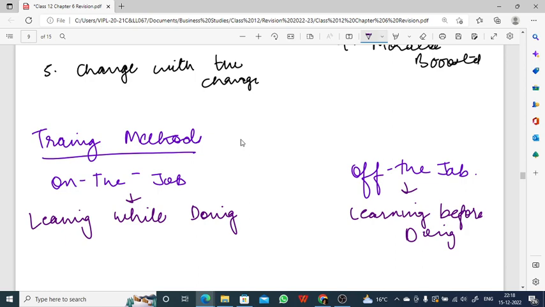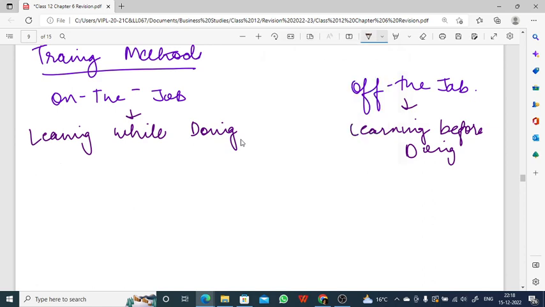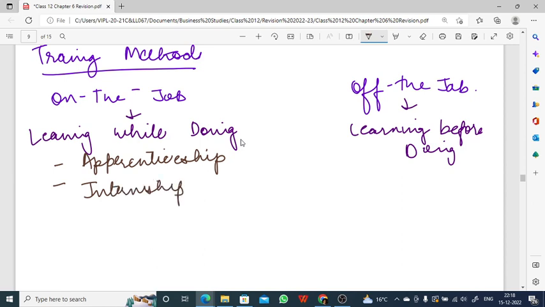Like when I'm talking about on the job, we are talking about two precisely, that is apprenticeship and internship. And when I'm talking about off the job, we have an example of vestibule. Many times I have seen vestibule training coming in your examination for 3 marks.